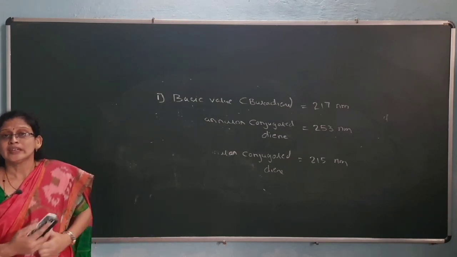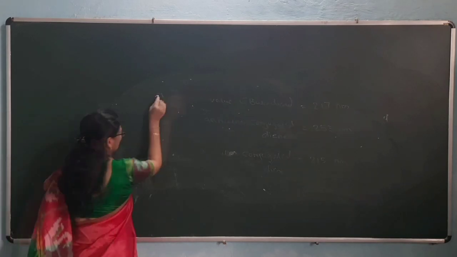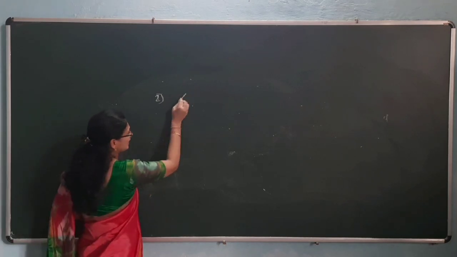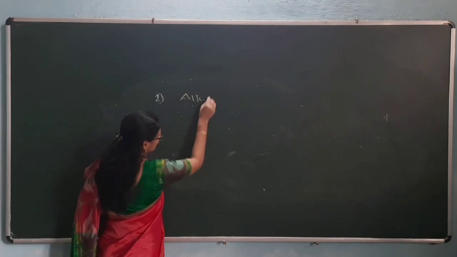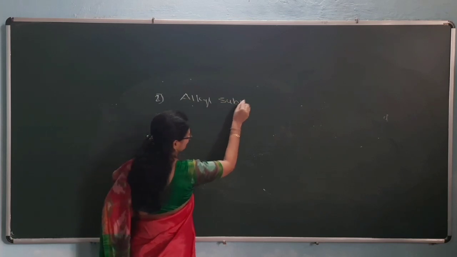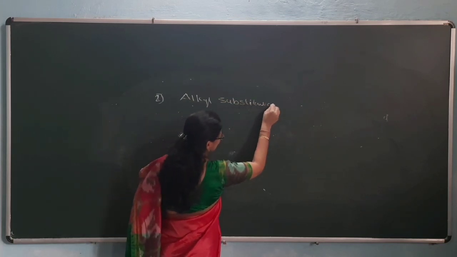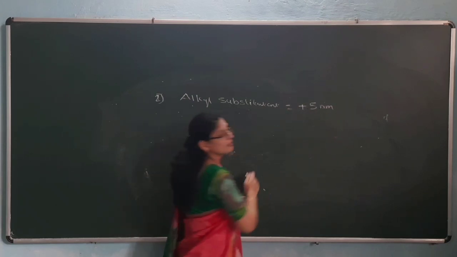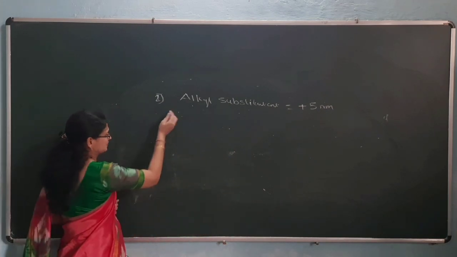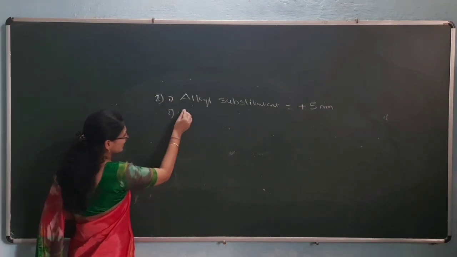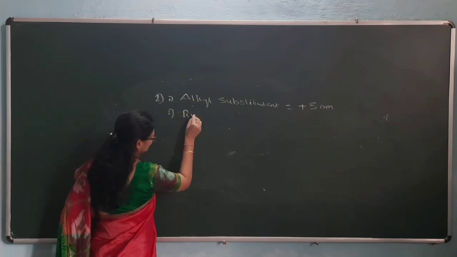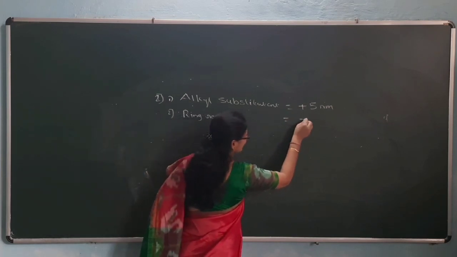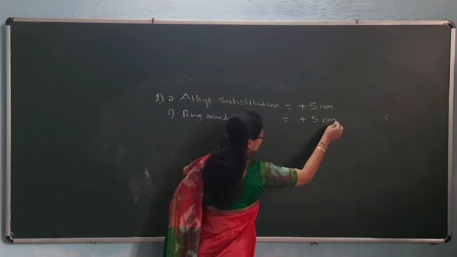Next we will talk about the increments for each substituent. The second one, the increment for each substituent. If an alkyl substituent is present, then plus 5 is added to the basic value. The second one, ring residue, then you again have to give the increment of plus 5. This plus 5 you have to add to the basic value.